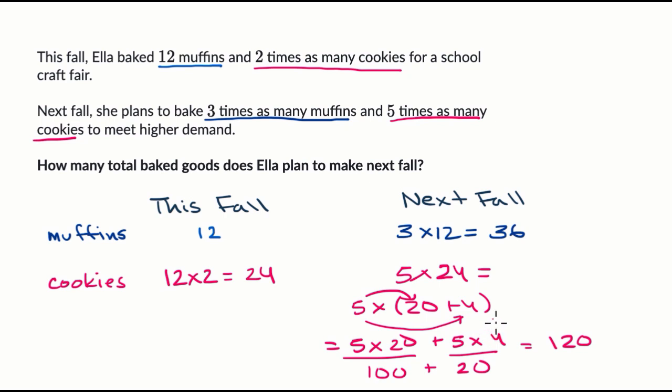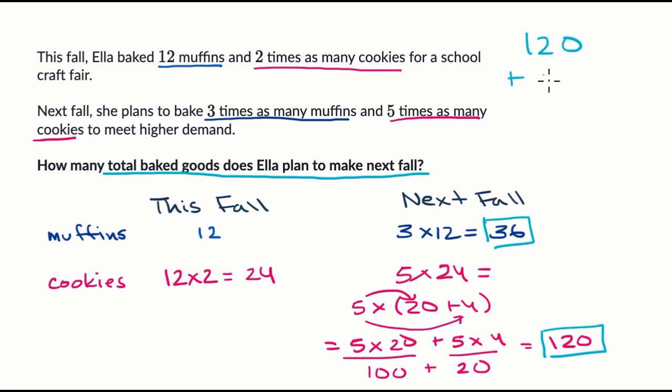So then if you were to add up the total baked goods Ella plans to make next fall, that's going to be the number of muffins plus the number of cookies. So it's going to be 120 plus 36, which you could add up and you would get 156. 0 plus 6 is 6, 2 plus 3 is 5, and then you bring down that 100. So we have 156 total baked goods next fall.